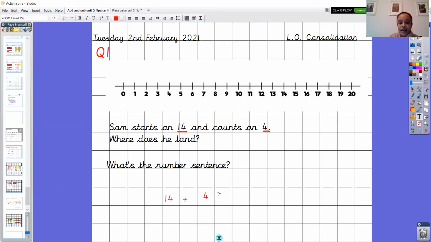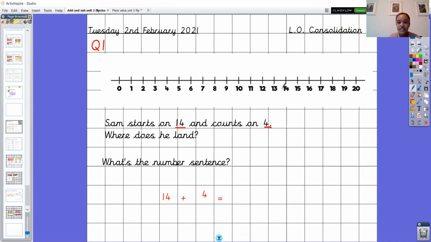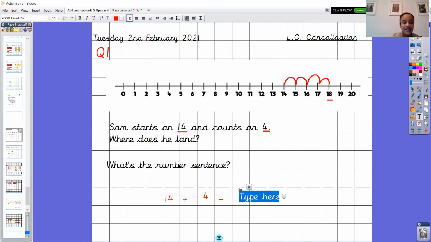And then I'm going to use the number line to help me find out the answer, and get my pen. I'm going to start on the number 14 and I'm going to make 4 jumps. Can you count with me? 1, 2, 3, 4. And where have I landed? 18. Fantastic. Okay, so 14 add 4 equals 18. Amazing.